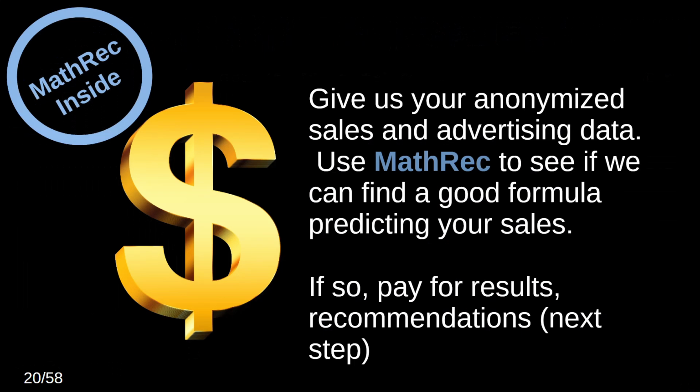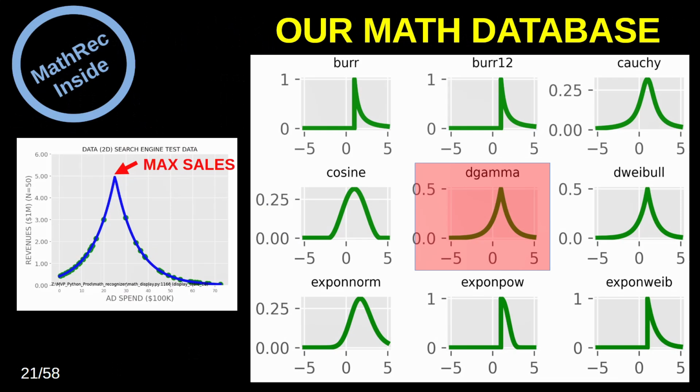How would you use our system? Give us your anonymized sales and advertising data, such as a spreadsheet file exported from your accounting system. We will use our math recognition AI to find a mathematical formula predicting your sales from your ad expenditures, showing how to increase sales and/or cut costs.